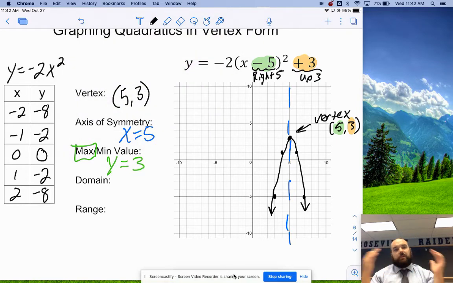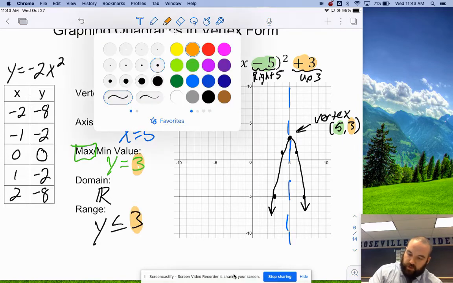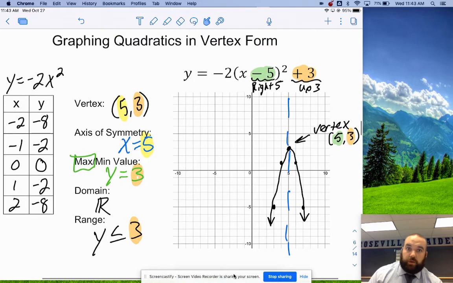Domain is still boring because the graph will always go forever to the right and forever to the left with parabolas, so this is always going to be all real numbers. And then what's the range of this graph? Well, again, from the vertex, the graph is going down, so we're going to say y is less than or equal to 3. Okay, so there's always going to be a link between these values, and there's always going to be a link between the x-coordinate of the vertex as well as the axis of symmetry. Okay, so that is one way to graph in vertex form. And I think if you practice this like new 0, 0, it'll make sense.